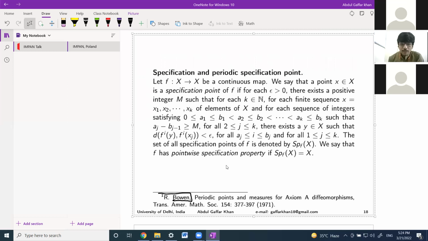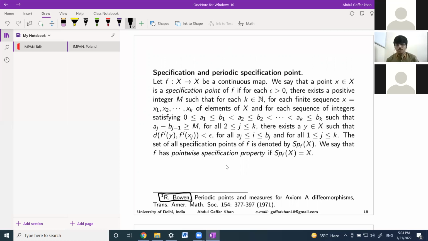In 1971, Bowen studied the notion of specification points to study the distribution of periodic points in the phase space, and it was later connected with the notion of Devaney chaos and entropy. This result motivated us to study the connection of the specification property, from the viewpoint of pointwise dynamics, to the notion of Devaney chaos, and we will further relate it with the notion of entropy. That is one of the two main motives of this paper.